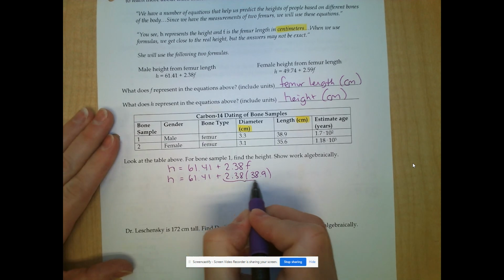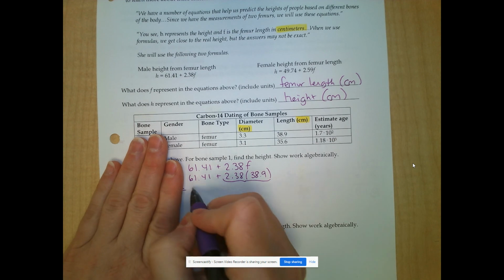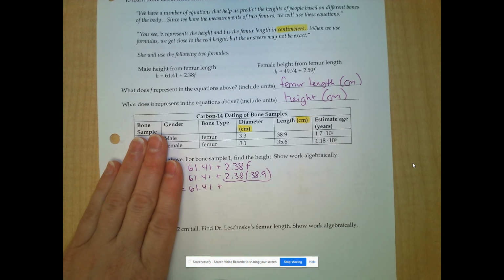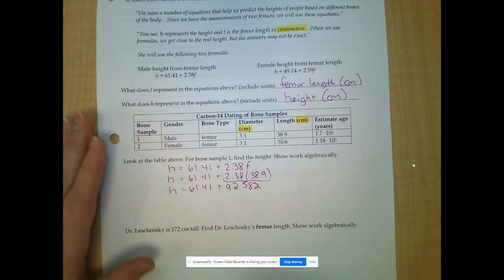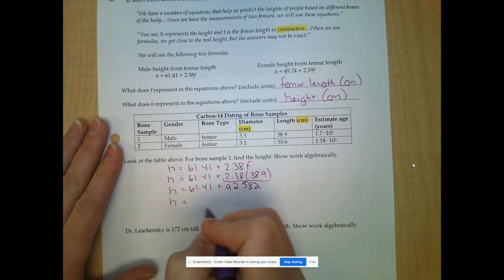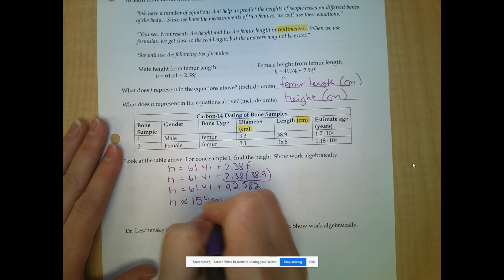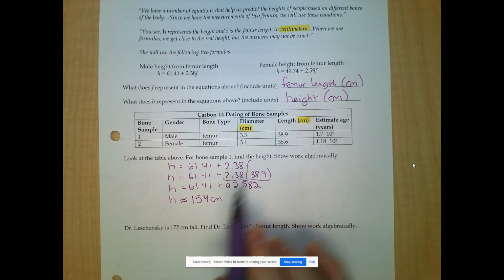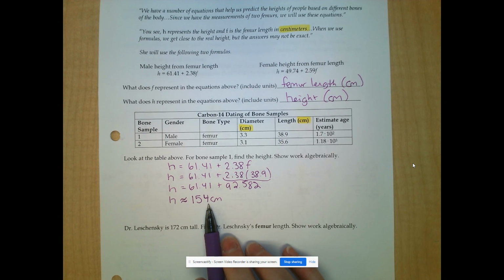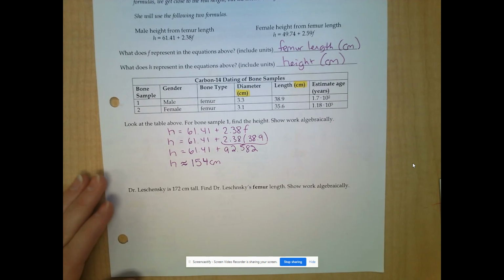We would do multiplication first because we're not working on both sides. We're only working on one side of the equation. And so if we multiply those, we get 92.582. And then if we add in the extra 61.4, it's approximately, because there's going to be a lot of decimals, approximately 154 centimeters. So we're saying based on the femur length of the bone sample found, we are predicting that that male is 154 centimeters tall. The second one that's there is for a female.